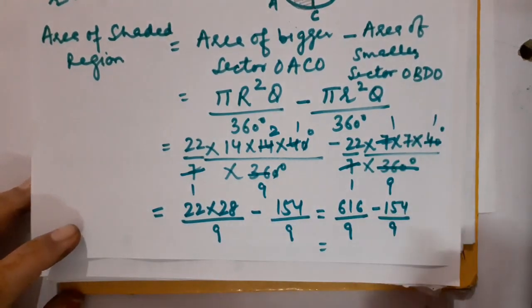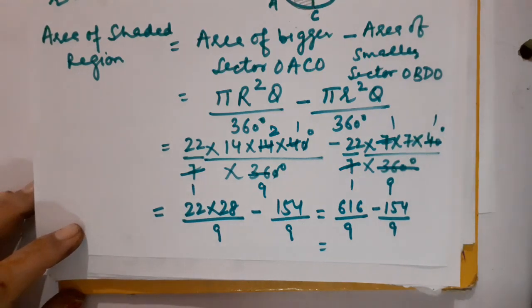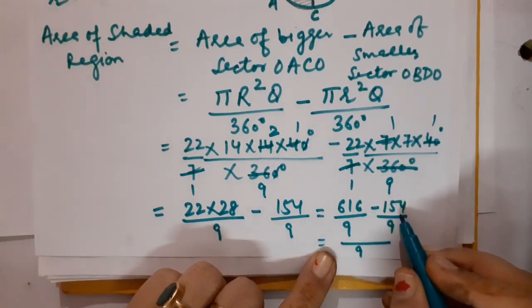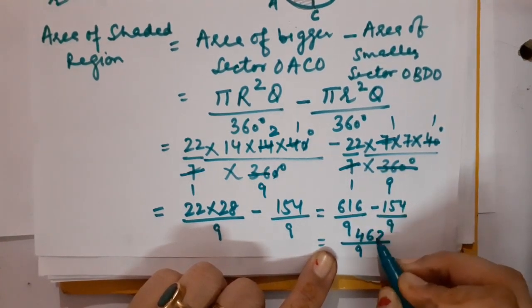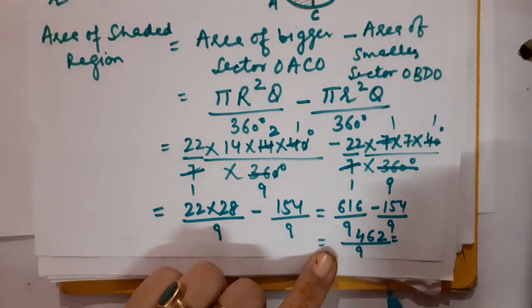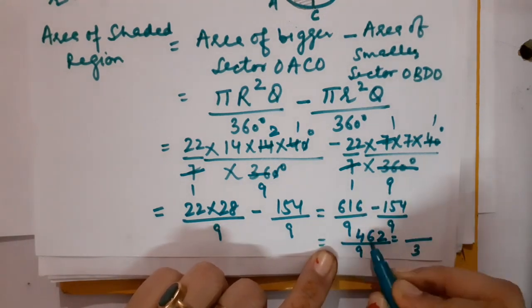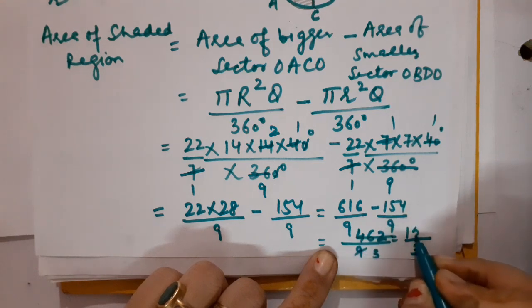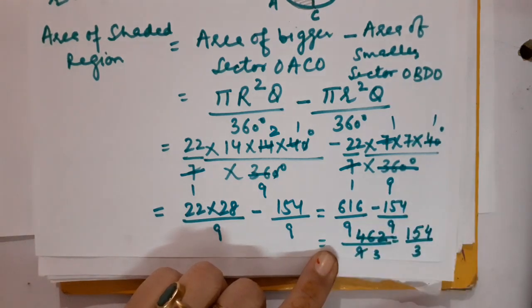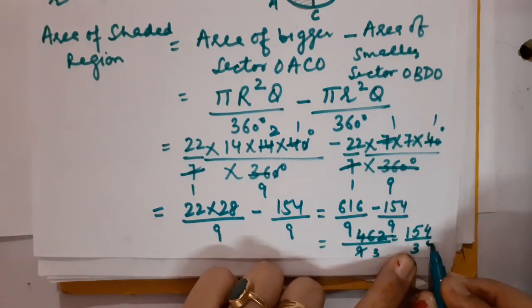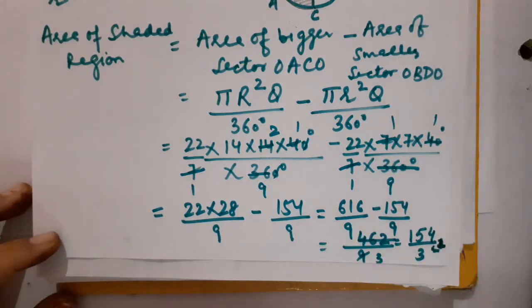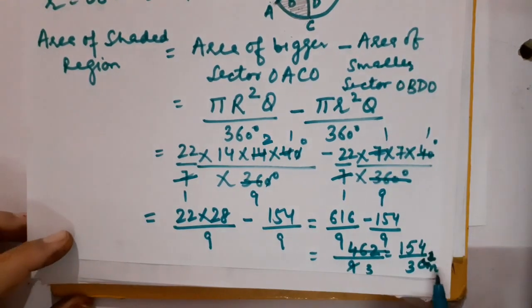So children, you just simplify it. When I took 9 as LCM, I got 616 minus 154, that is 462. Correct, children? Let us cancel them by the table of 3. It will become 3. This is 3, cancelling it and writing it over here. 3 1s are 3, 1 is left, 16, that is 3 5s are 15, and then 4s are 12. So this is 154/3 centimeter square. This is square. Clear? Now it is clear, that is centimeter square.